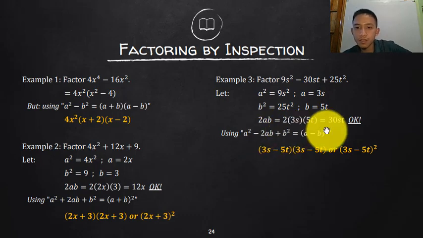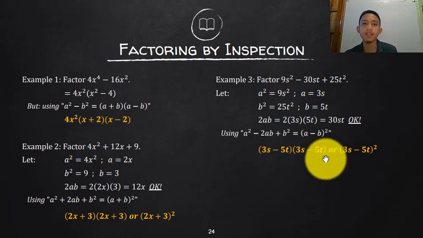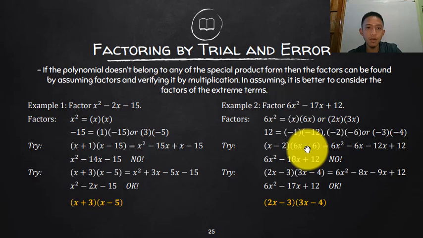So all you need to do is a minus b the quantity squared. A minus b the quantity squared, or a minus b times a minus b. Okay, that is by inspection using your special products. Okay, one more. One more topic for this.